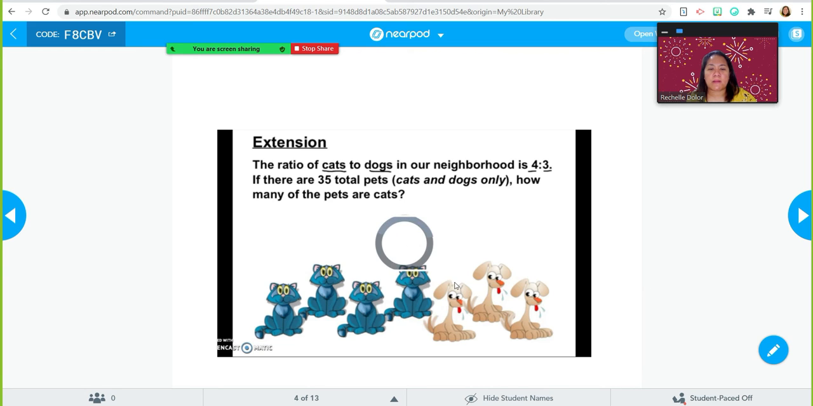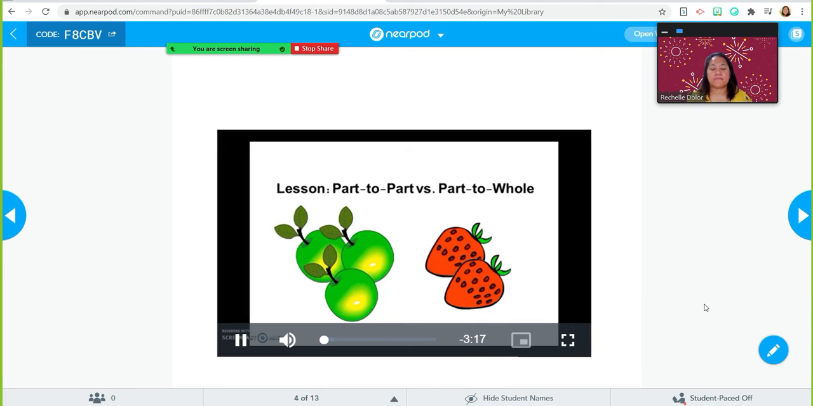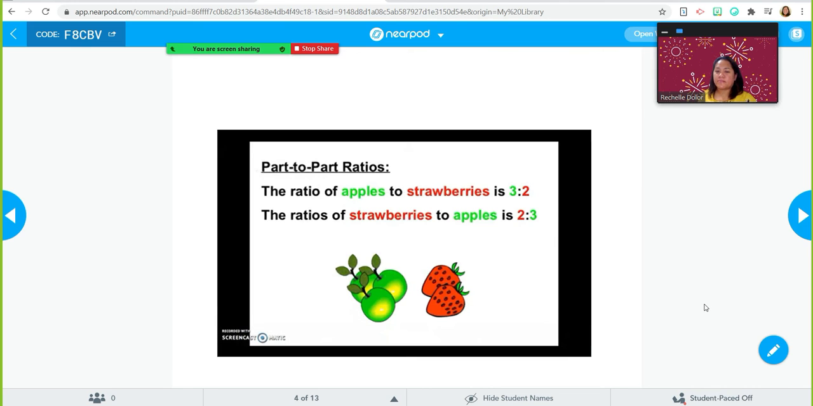This lesson will extend our thoughts about part-to-part versus part-to-whole. So part-to-part ratios always do just exactly as they say in their title. They describe a part to a part. So part-to-part ratios, as shown in this picture below, the ratio of apples to strawberries is 3 to 2, and the ratio of strawberries to apples is 2 to 3.